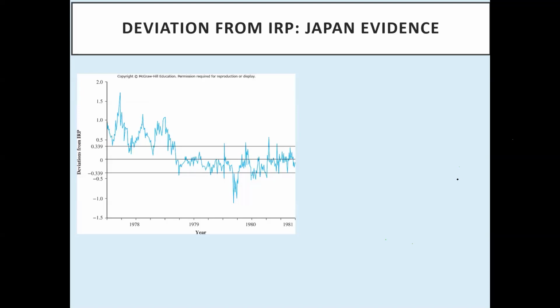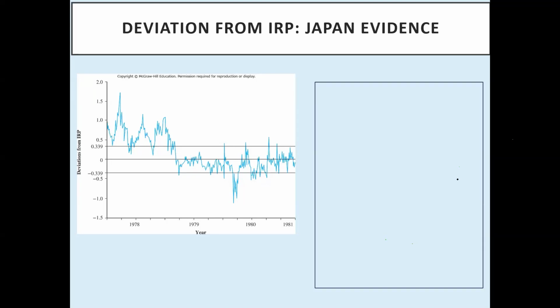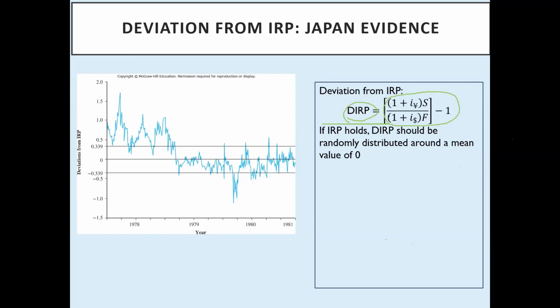So in terms of empirical evidence, in the past, people have tried to look at the data to see if the IRP actually holds in practice. One example here is a study in Japan, and what they did was they computed the deviation from the IRP. They rearranged the IRP equation so that it goes to the right-hand side. If the IRP holds, then this discrepancy here should be 0.